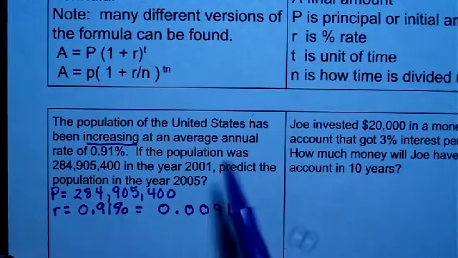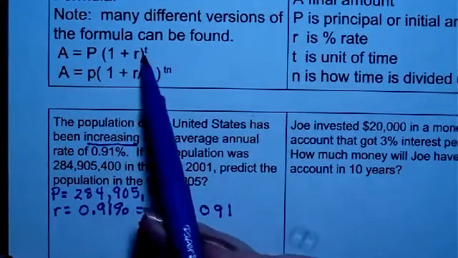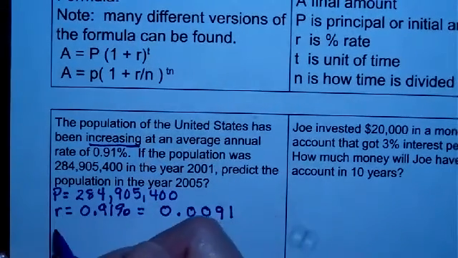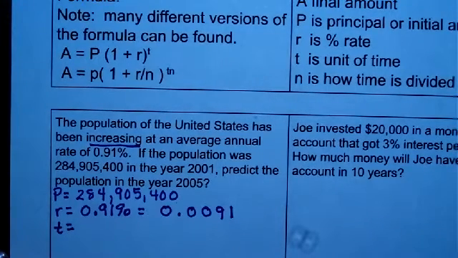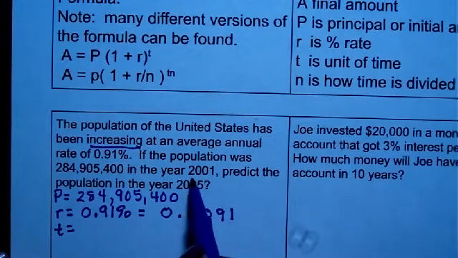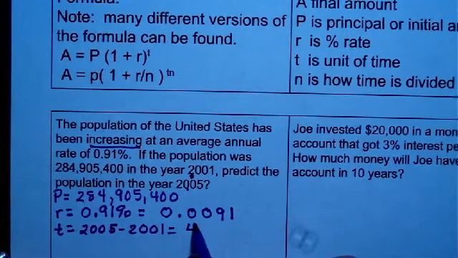Okay, now let's talk about our T. This is the number of years. Okay, our time here is in years. Now look, it's asking us from 2001 to 2005. So how many years would that be? That would be 4 years.